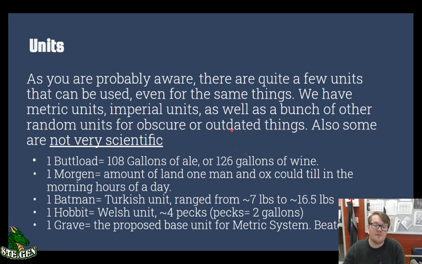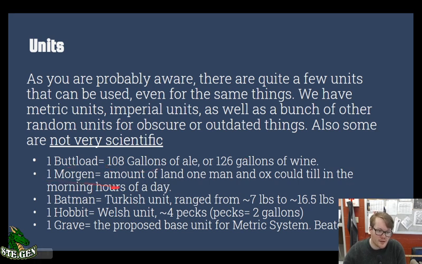But there's also a lot of very not scientific ones. There's a butt load, or a butt, which is 108 gallons of ale or 126 gallons of wine. So if you've ever heard someone say, oh, I have like a buttload of homework, well, I need to be more specific. Does that mean the 108 or the 126 gallons of homework? And I think this is actually based on how many people you could get drunk, was, I think, the original estimate there.